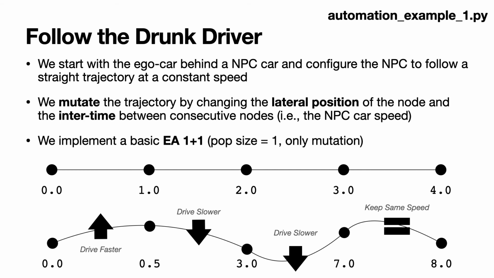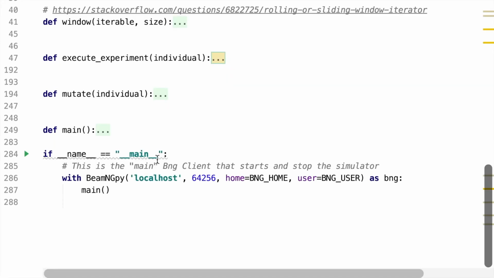So the first case, which you can find implemented in this automation example 1.py, is following a drunk driver. The idea is that we start by configuring the hidden car that the ego car should follow to follow a straight trajectory on a straight road, driving at constant speed. And then we start mutating this trajectory by changing the lateral displacement of the nodes that form the trajectory and the time between the nodes to create some sort of wiggling, or let's say weird driving behavior, as you may expect from a drunk driver. So we can increase the speed, decrease the speed, keep the speed the same, and turn left and right. So let's see how it works.